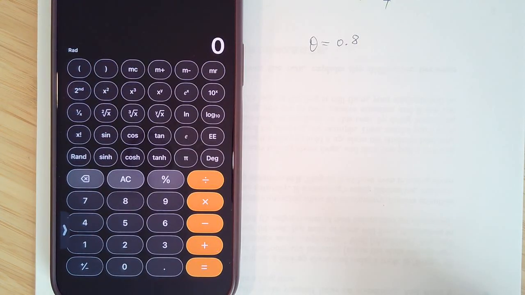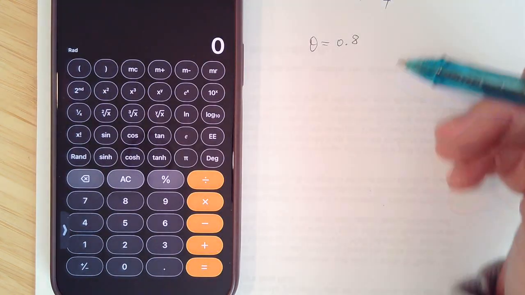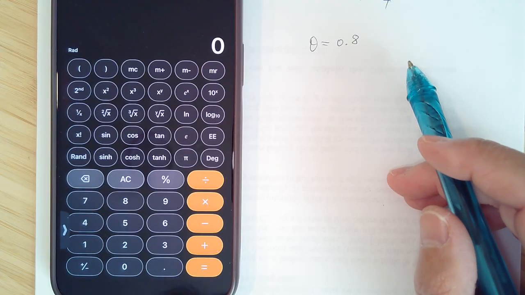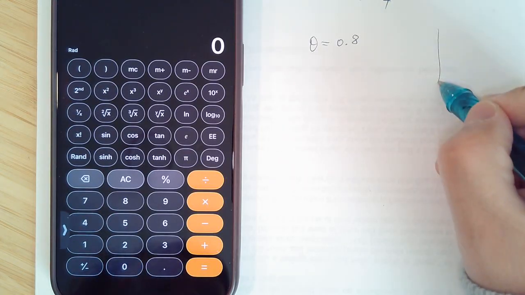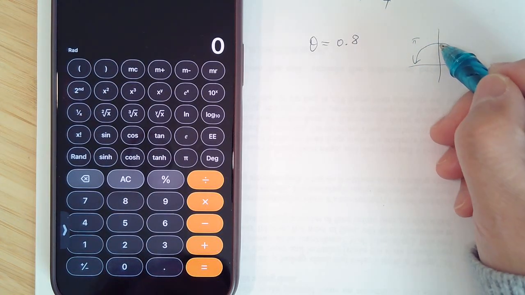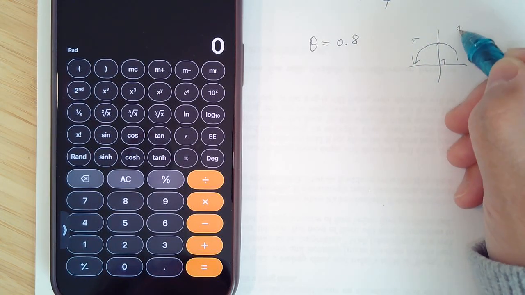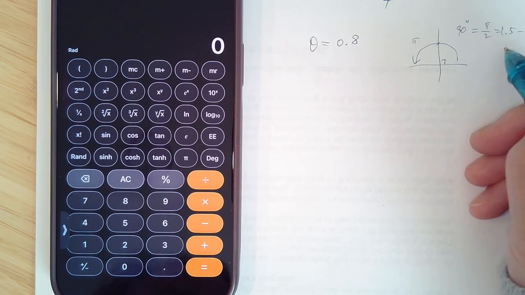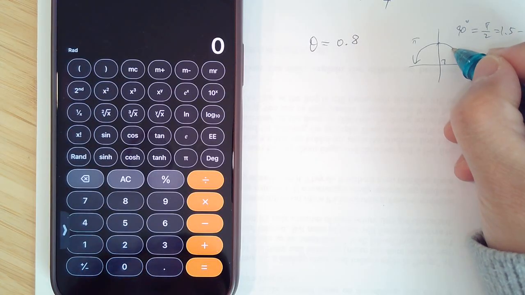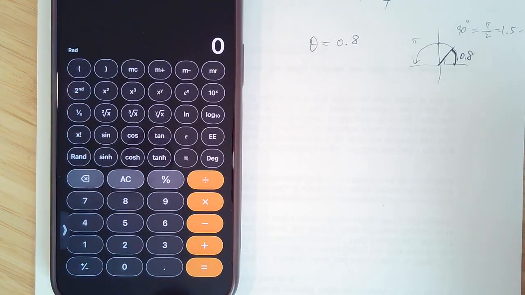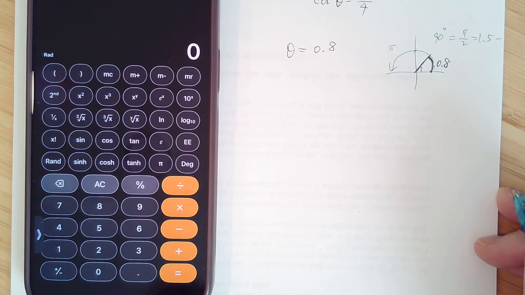First of all, you have to tell me whether this measurement is in degree or is in radian. It doesn't have the degree sign here, so it's in radian. And the 0.8, how big is that? Think about this. This is pi in terms of radian. And the 90 degree is pi over 2, which is 1.5 something. So 0.8 should be somewhere here, which means all your sine, cosine, tangent should be positive.